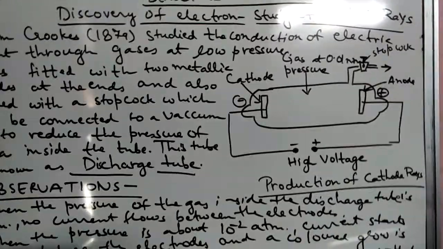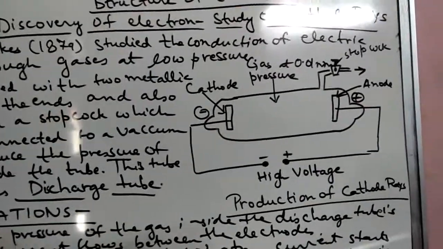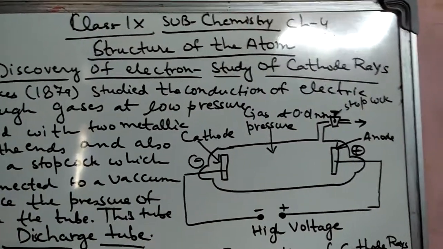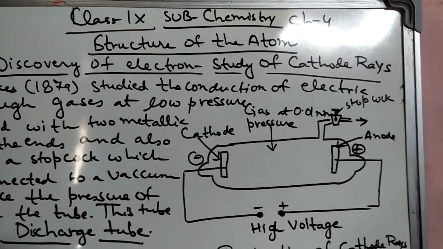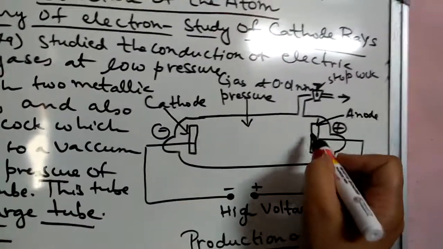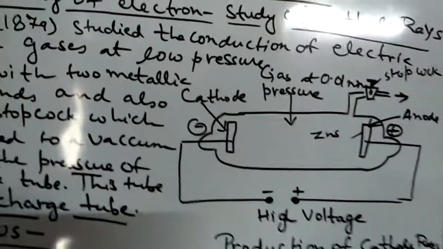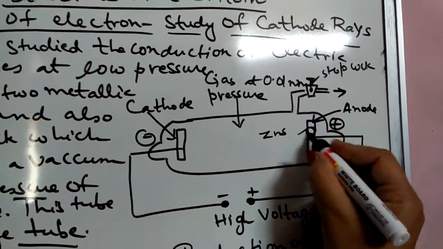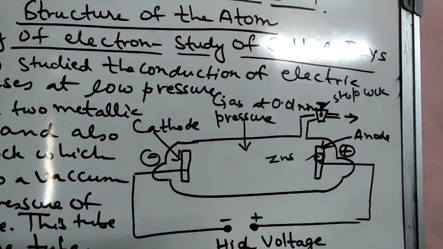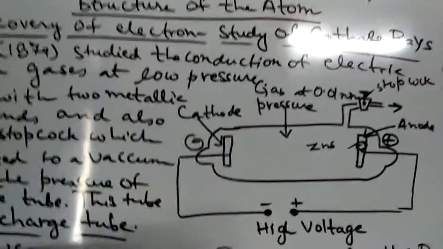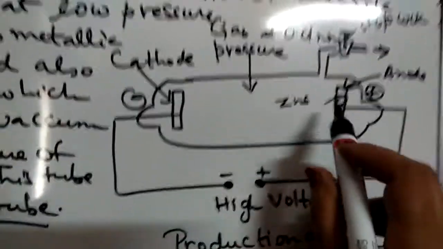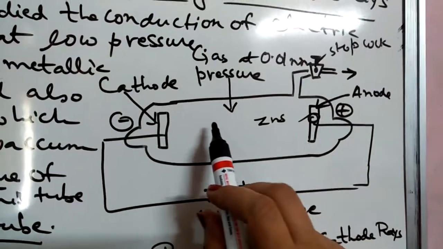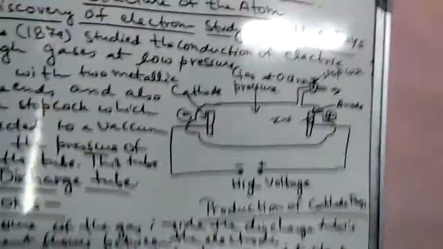Next step is he made a hole on the cathode side, and then he coated it with a fluorescent material known as zinc sulfide, right? Then what happens? A bright spot is developed on the coating, and this clearly shows that some invisible rays are coming from the cathode side, and these rays are known as the cathode rays, right?